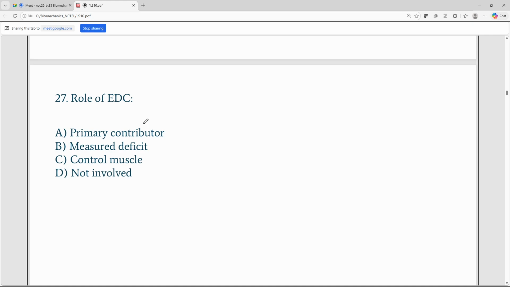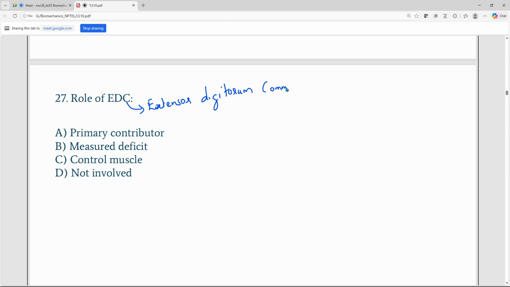Next question. What is the role of EDC in the muscle? We have already discussed what EDC is. That is extensor digitorum communis. What is the role of extensor digitorum communis? That is being pointed out by the study. Options are option A, primary contributor, option B, measured deficit, option C, it acts as a control muscle, option D, not involved.